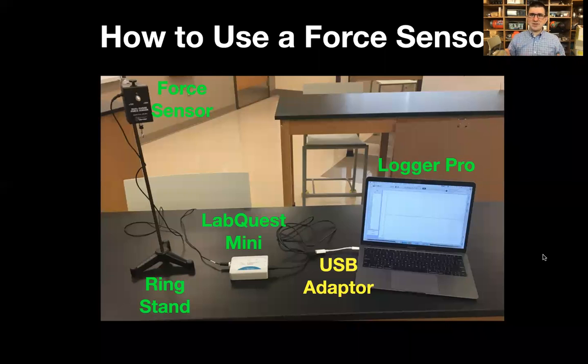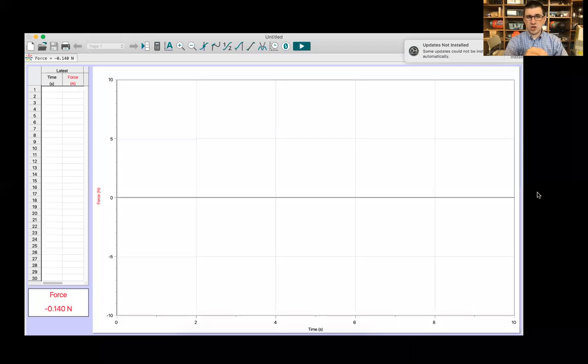So then once we get everything set up, you can then add your force hook to your force sensor and start adding masses on top of that. So let me show you what it's going to look like when you connect the force sensor to Logger Pro. You're going to get a window that looks like this. And the most important thing I'd like to draw your attention to is the force reading, which is down in the bottom left.